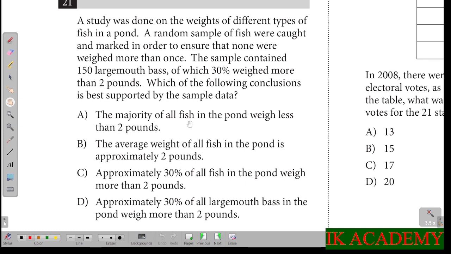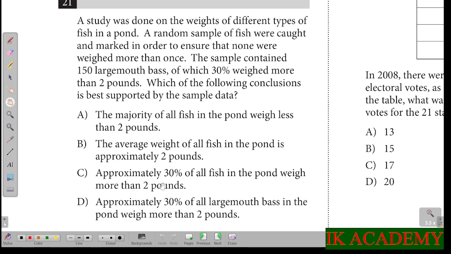The majority of all fish in the pond weighed less than 2 pounds. The average weight of all fish in the pond is approximately 2 pounds. Approximately 30% of all fish in the pond weigh more than 2 pounds. Approximately 30% of all largemouth bass in the pond weighed more than 2 pounds.